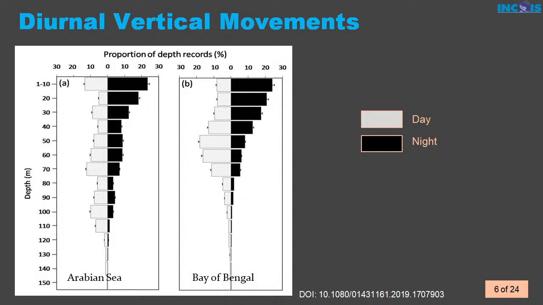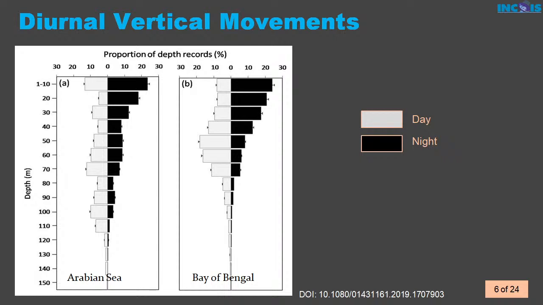So this is again the depth distribution for the Arabian Sea and Bay of Bengal, but now it is day versus night. During the day, what was the behavior, and during night, what was the behavior? You can see there is some diurnal signal, but it is not very significant, since the dive pattern itself is restricted up to 100 meter depth. You can see that it is a little bit more stretched in the Arabian Sea than the Bay of Bengal, as we have seen in the previous slide.